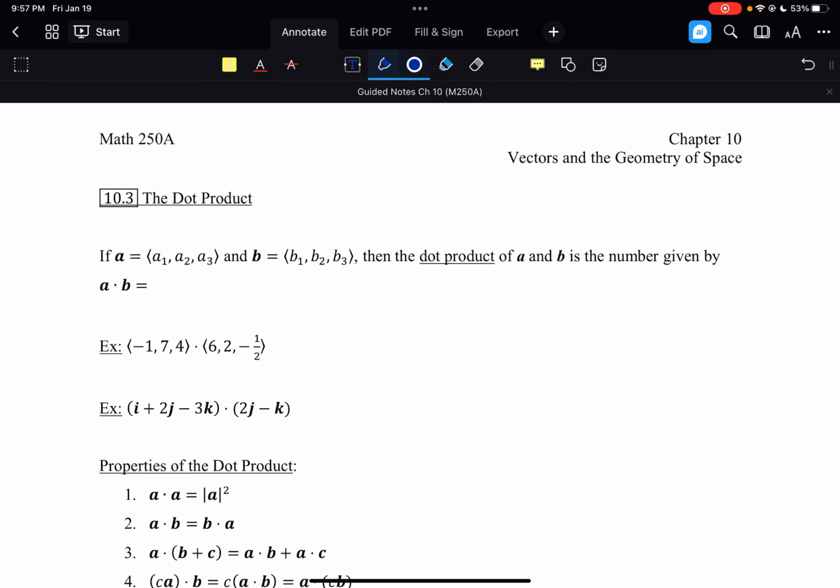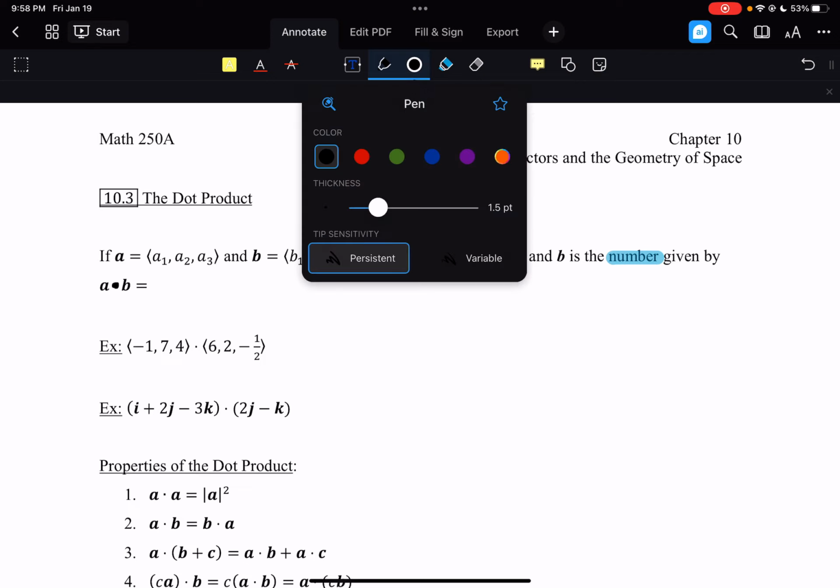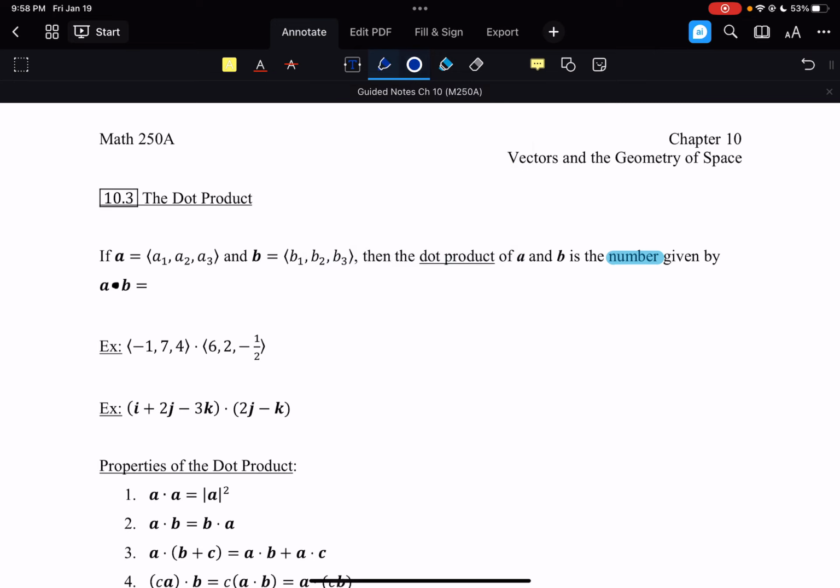So if we take two vectors, vector A and vector B, the dot product of A and B is the number given by A dot B. So if we want to overemphasize that dot there, this is not A times B, this is A dot B is the way that we say that. That's going to be A1 times B1 plus A2 times B2 plus A3 times B3.